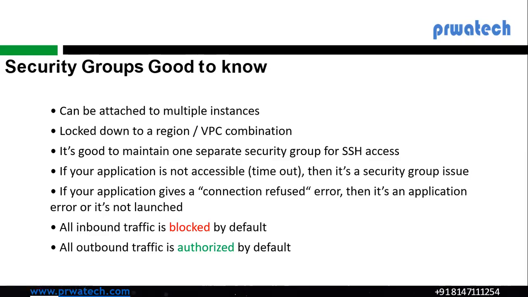No one can access. Suppose you're hosting an application and you're not giving any inbound rules. You have to give some SSH or HTTP port. If you're not giving this, no one can access that application. You have to configure some traffic. And by default, all outbound traffic is authorized from the instance to anywhere. If you don't want this, you can block that also.